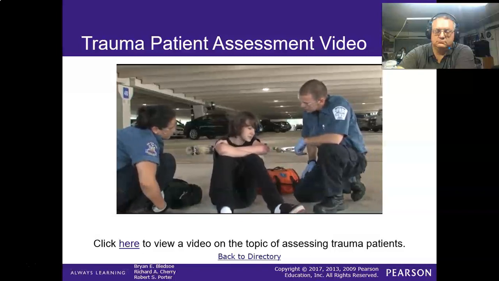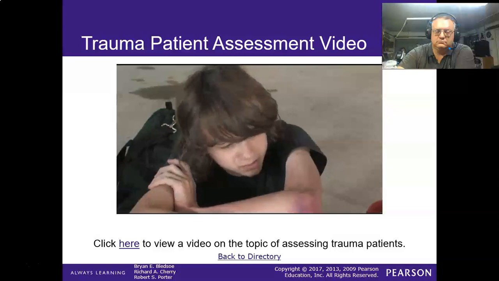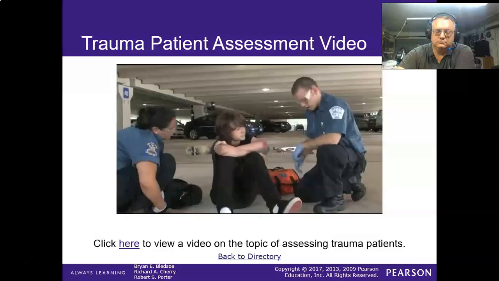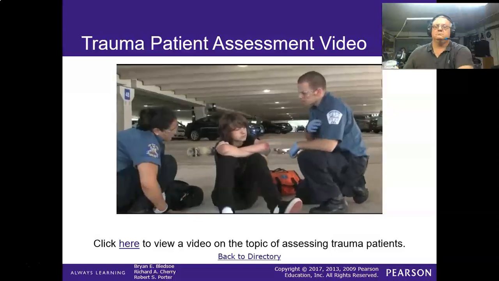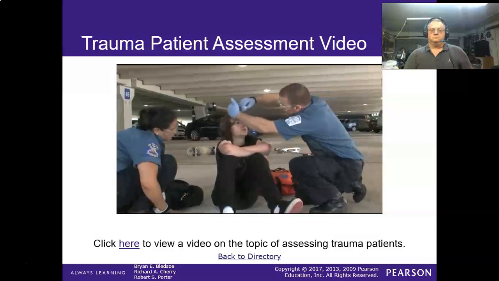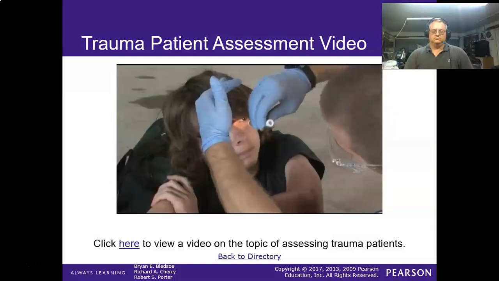You could also use a Glasgow Coma score to report level of consciousness in trauma patients. Now is the time to assess pupil size and reactivity to light as another measure of neurological activity or disability.